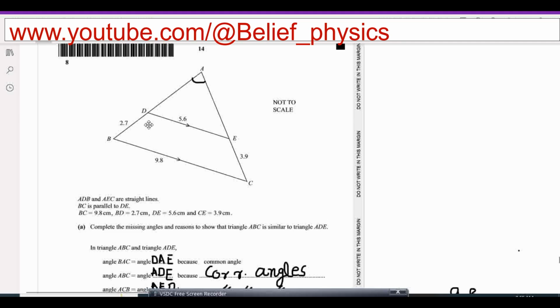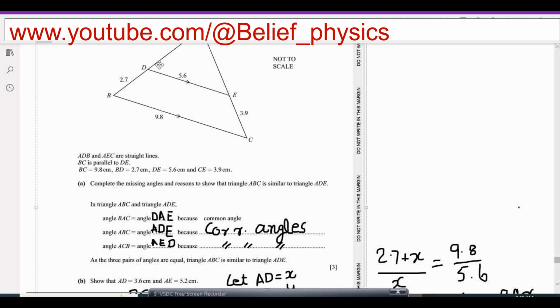In the figure, one triangle is ABC and another is ADE. Angle A is common: it is the angle in the bigger triangle ABC and in the smaller triangle ADE. So we write angle BAC is equal to angle DAE, because it is the same common angle.